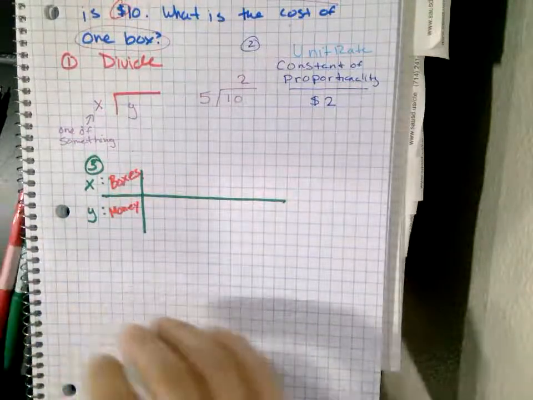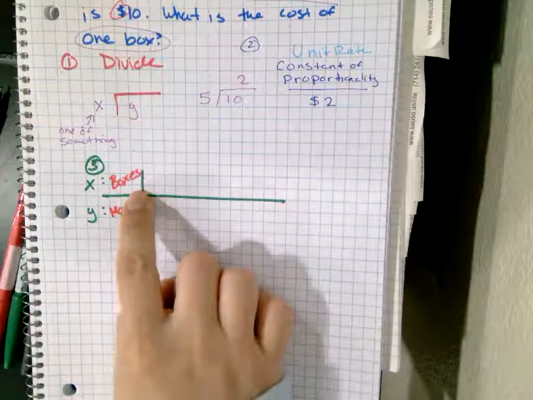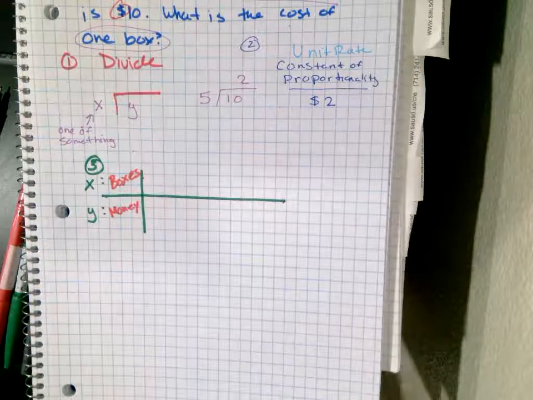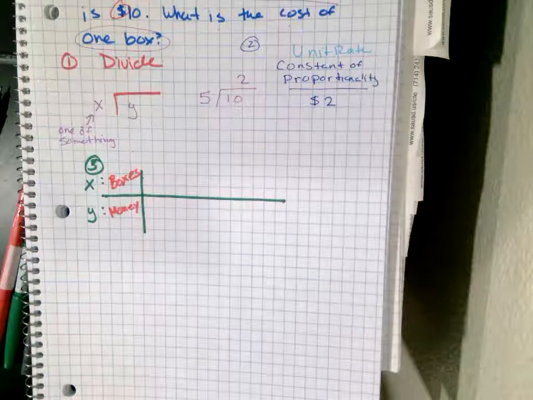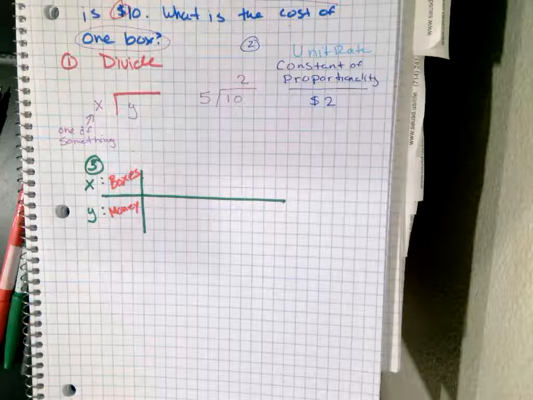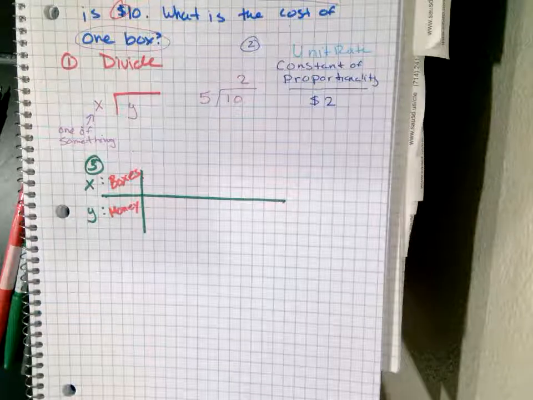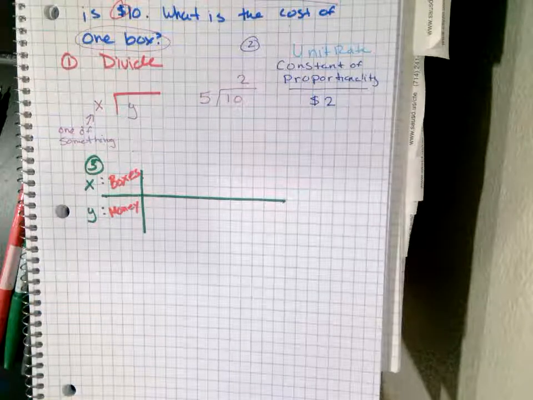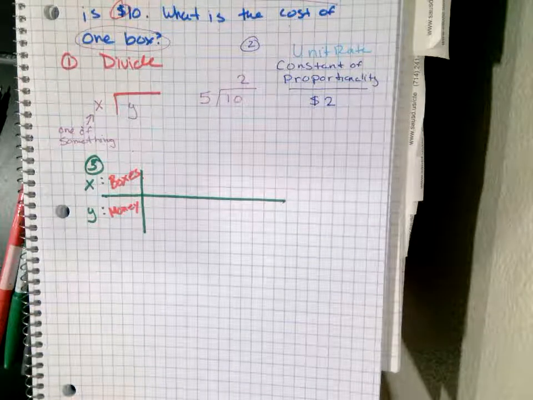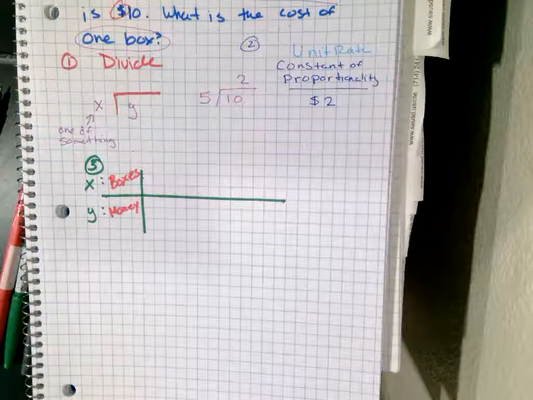Okay? So X represents my boxes because that's what I'm finding 1 of. I'm finding the cost of 1 box. I'm not finding $1. How many boxes can I get with $1? I'm not asking you how many boxes can you get with $1. I'm asking how much money do I need for 1 box? Oh, you need $2. Oh, okay, cool.